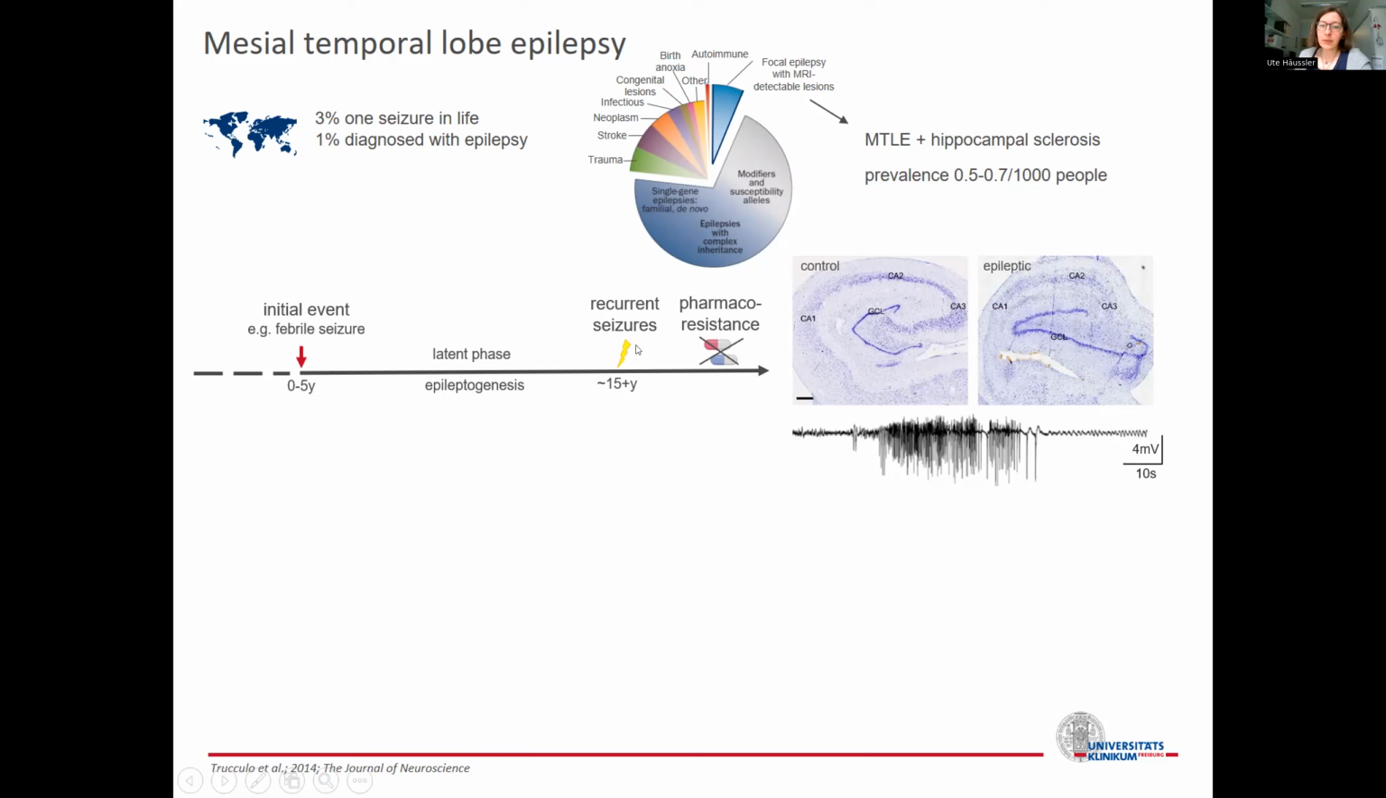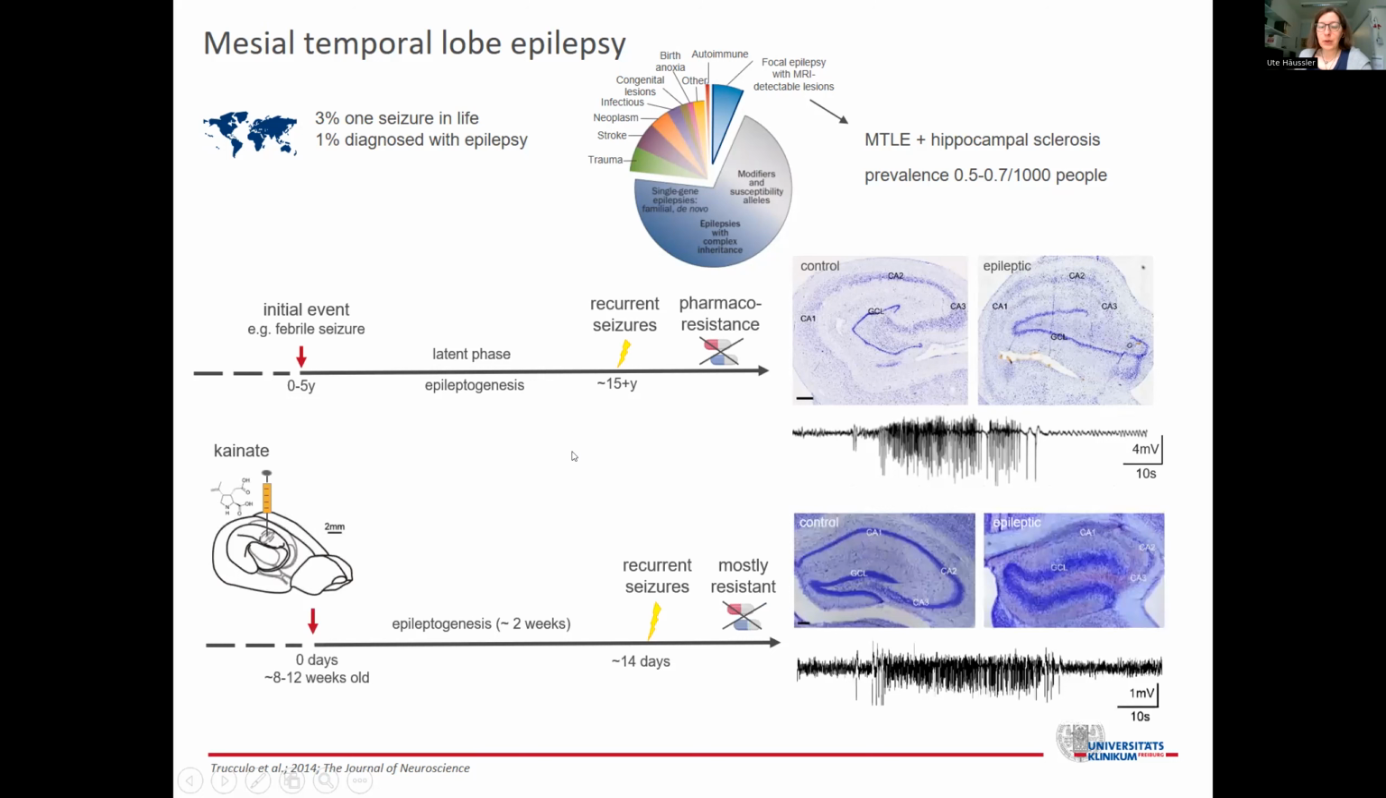To shorten these 15 years, we look at a mouse model in which we inject kainate, the glutamate receptor agonist, into one hippocampus of 8 to 12-week-old mice. We have a phase of epileptogenesis during which processes take place that I will introduce later. And after 14 days, we have a quite stable pattern of recurrent epileptic seizures, which are mostly pharmacoresistant. Similar to the patients, we also observe cell loss in CA3 and CA1 and a dispersion of the granule cell layer.